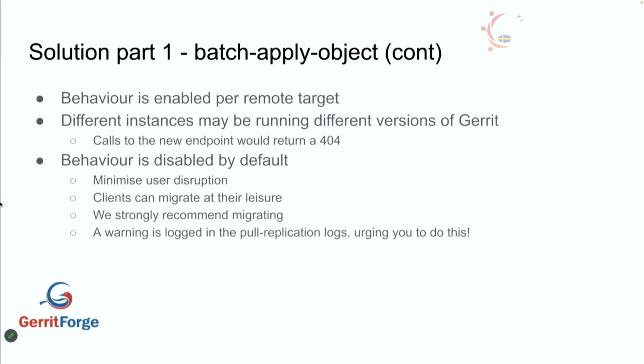The other thing is that the behavior is disabled by default. Again, this is for backward compatibility and to minimize user disruption. So basically, the clients can migrate at their own pace. However, we actually strongly recommend migrating, and for that reason, we are also logging a warning in the pull replication log on startup, which basically notifies you of this.